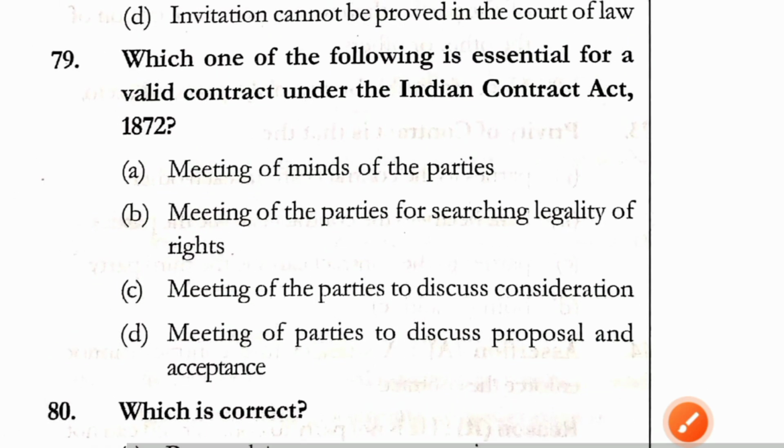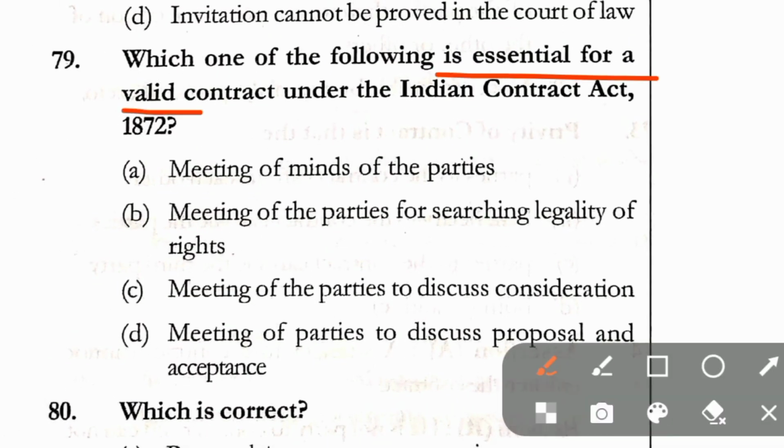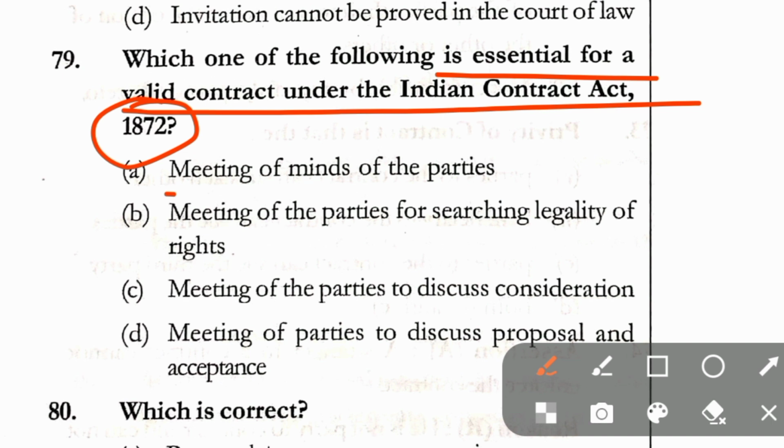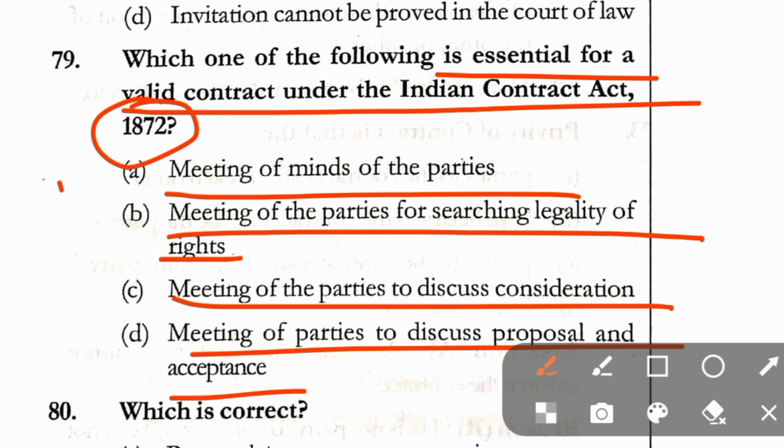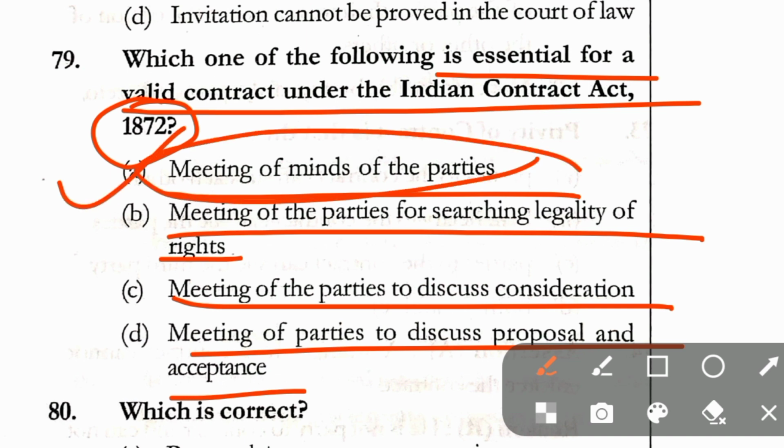Question number 79. Which one of the following is essential for a valid contract under the Indian Contract Act 1872? Option A, meeting of minds of the parties. Option B, meeting of the parties for searching legality of rights. C, meeting of the parties to discuss consideration. And D, meeting of the parties to discuss proposal and acceptance. Correct answer here is option A, that is meeting of minds of the parties.